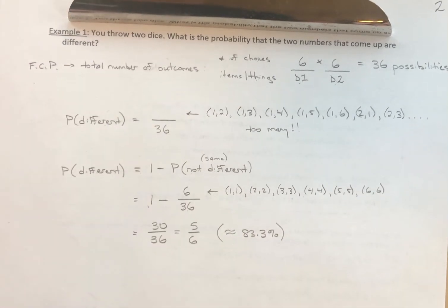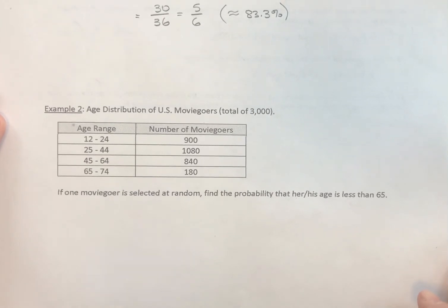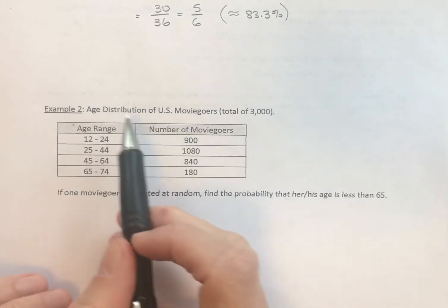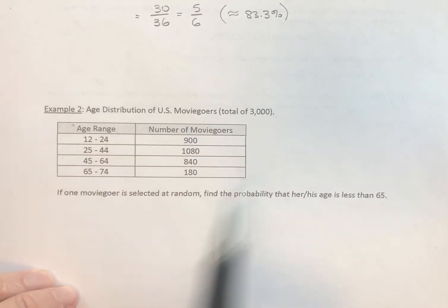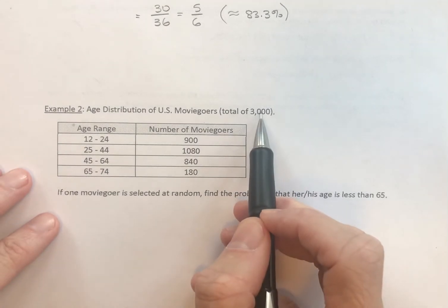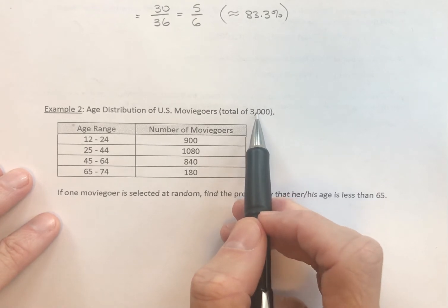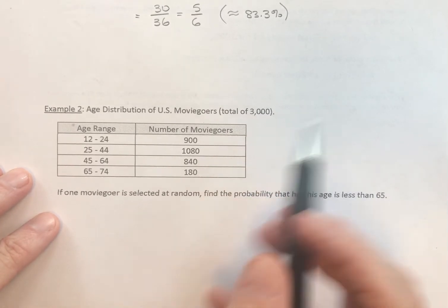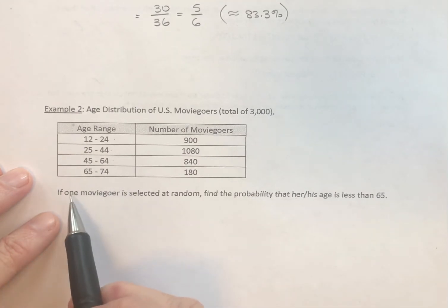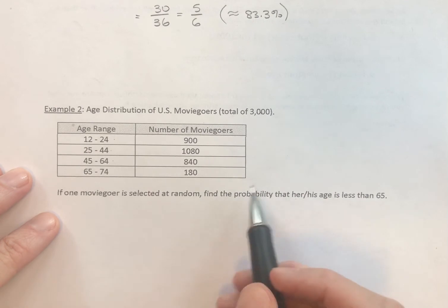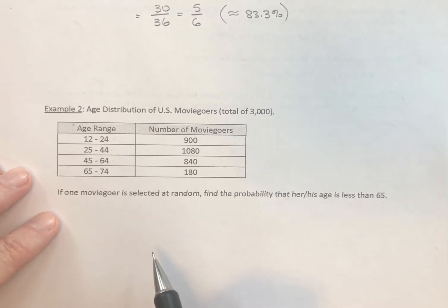Let's look at an example with a table. Okay, I think I've got that straight for you. This table shows the age distribution of 3,000 moviegoers in the U.S. So our total is 3,000. So guess what? We don't need the fundamental counting principle. We already know the total number of outcomes. And we have 4 age ranges broken down here. So we're going to select one moviegoer at random. What is the probability that her or his age is less than 65?